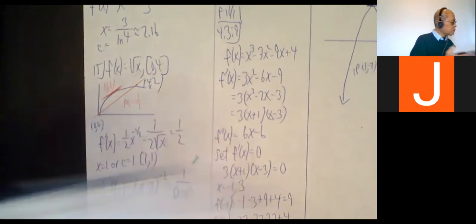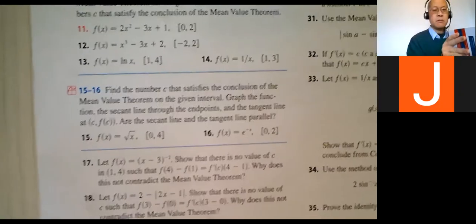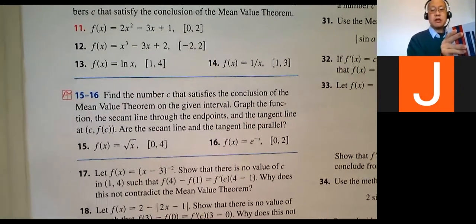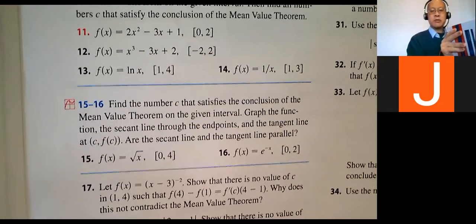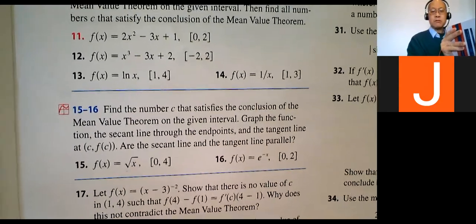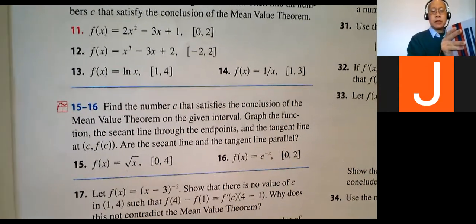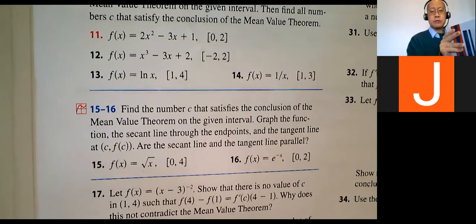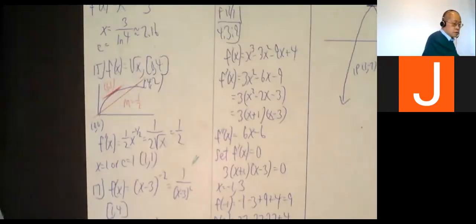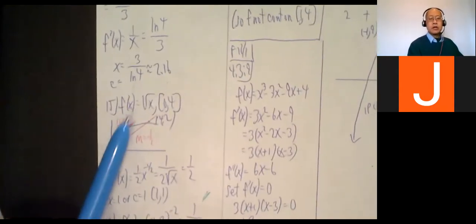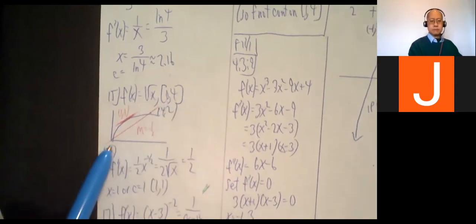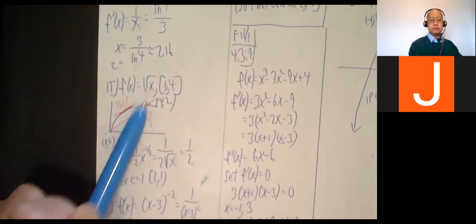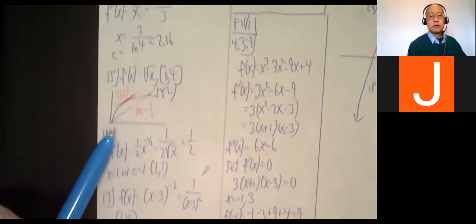Okay, then 15. Find a number C that satisfies the conclusion of the mean value theorem on the given interval. Okay, so f of x equals radical x from 0 to 4. Never mind about the graphing calculator icon part. So don't do that. Just go ahead and do what they're asking for. But I went ahead and graphed it anyway. Square root of x looks like that, right? Between 0 and 4. Plug in 0, 0. Plug in 4, 2. So 0, 0 to 4, 2.